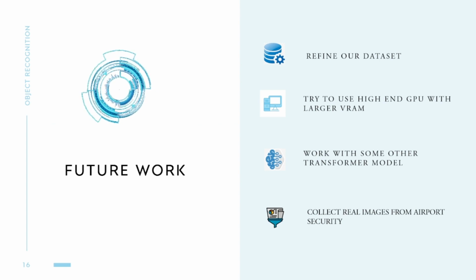So in future, we would like to modify some things for better results. We will try to refine our dataset more. We would also try to use a high-end GPU with larger VRAM so that we can overcome these limitations by increasing the image or batch sizes and epochs. As we have worked with ViT, we would like to work with some other transformer models such as DeiT and DETR. Lastly, we would like to collect real images from airport security.